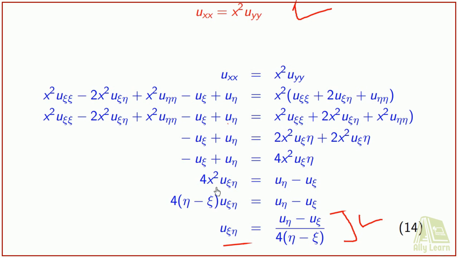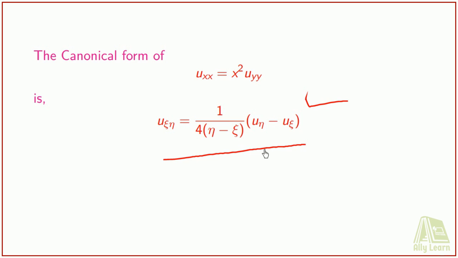Okay, we don't replace x exactly by xi or eta, we calculate what it will become. Okay, so after doing that, we just rearrange it to get our canonical form. So this is the canonical form of this equation. So friends, these were the steps of converting a hyperbolic second order linear PDE into its canonical form. We will be coming with conversion of elliptic and parabolic second order linear PDE into their canonical forms very shortly.